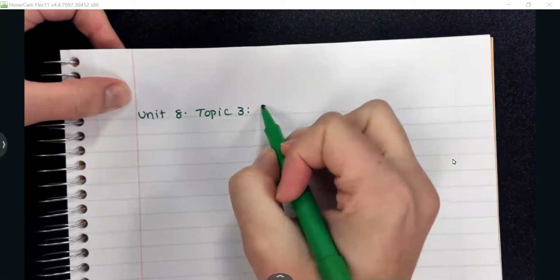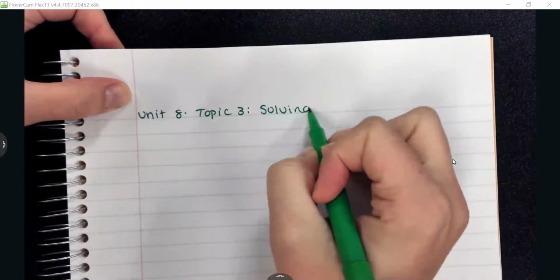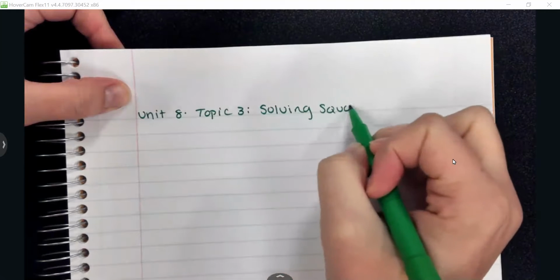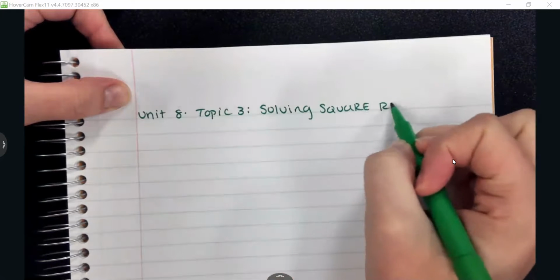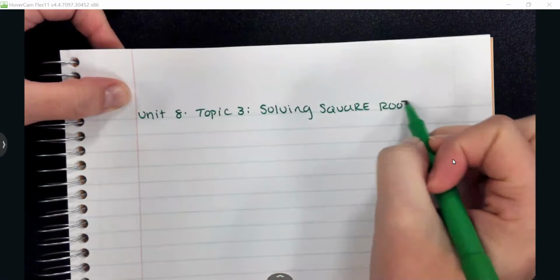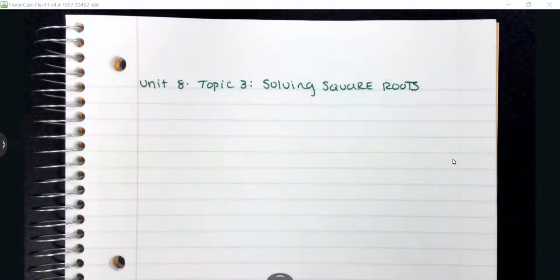At the top of your paper, you need to write Unit 8, Topic 3. And this will be solving square roots.